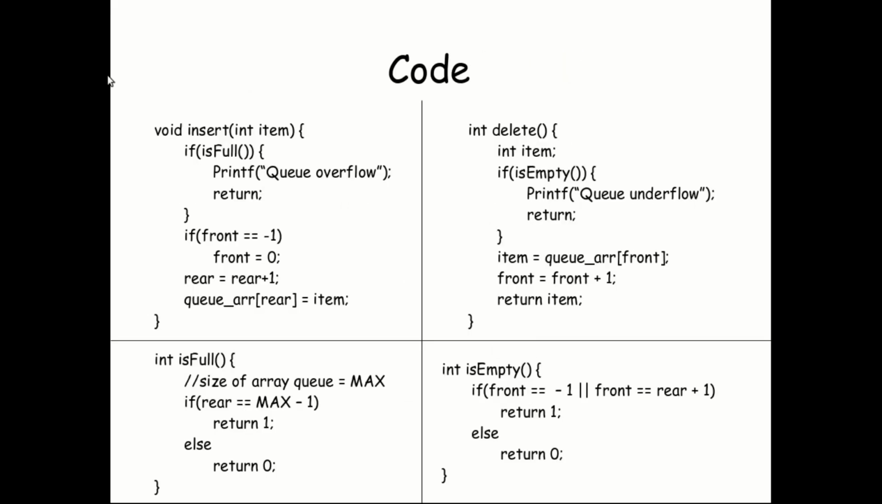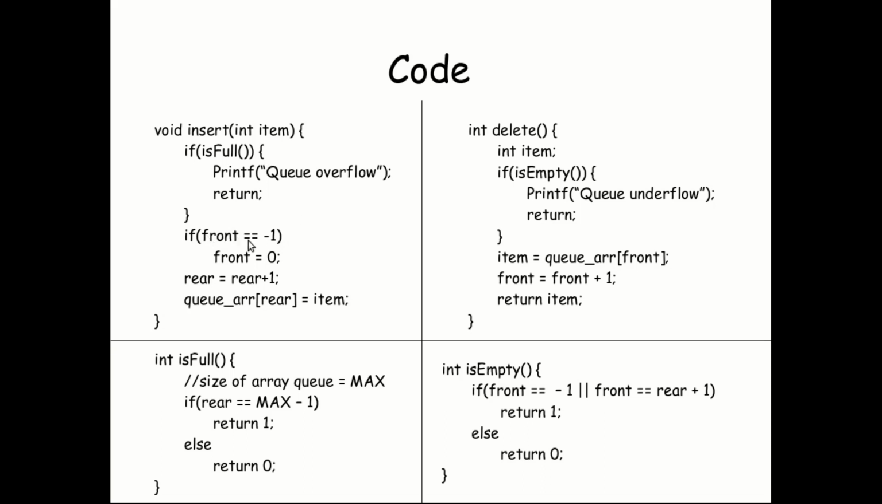So let's see the insert method. Here I have defined an insert method where we are taking a parameter item which we want to insert, and before inserting we will first check if the queue is full or not. So it will simply call the full function and check if the queue is full or not. If we get the value 1, that means the queue is full. Then we will simply print the queue overflow message to the user.